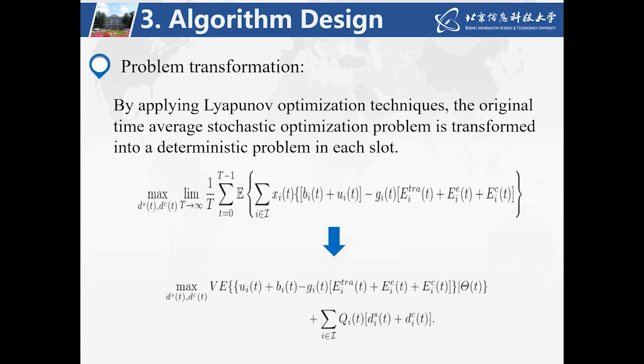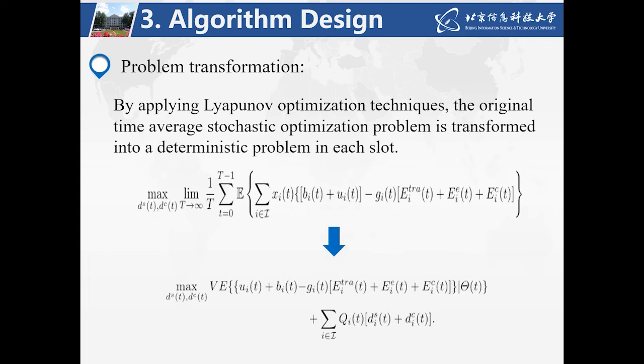On this page, we introduce the first step in our algorithm design. We use the Lyapunov optimization technology to transform the original time average stochastic optimization problem into a deterministic problem in each time slot. And the deterministic problem would be more solvable. We can also guarantee the near optimality of the transformed problem, and this will be introduced in the next part.